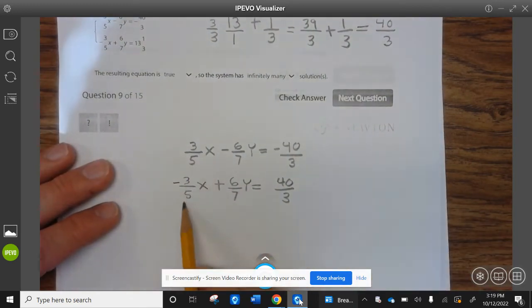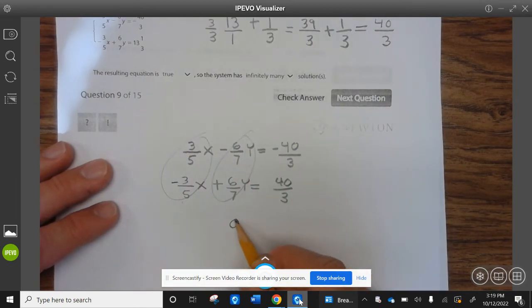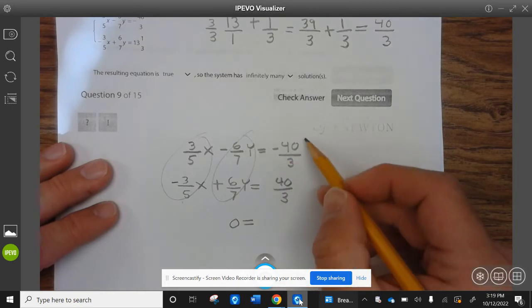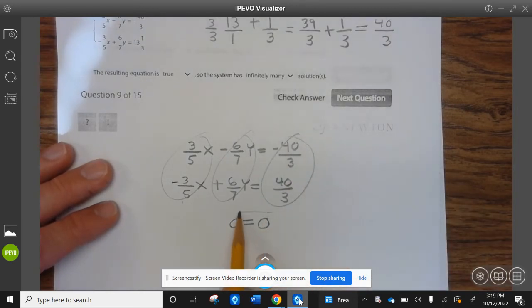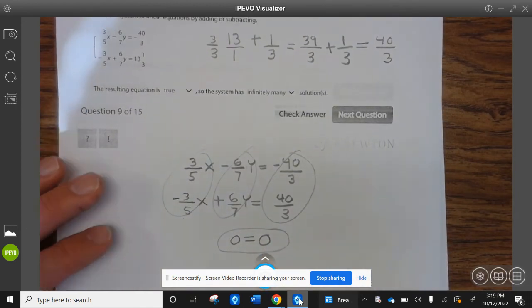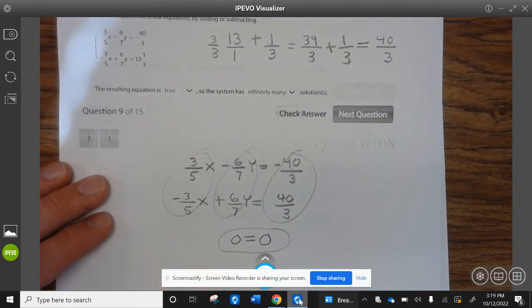Well, this and this combined to be 0. This and this combined to be 0. So we have 0 equals 0. So we can say the resulting equation is true. So the system has infinitely many solutions.